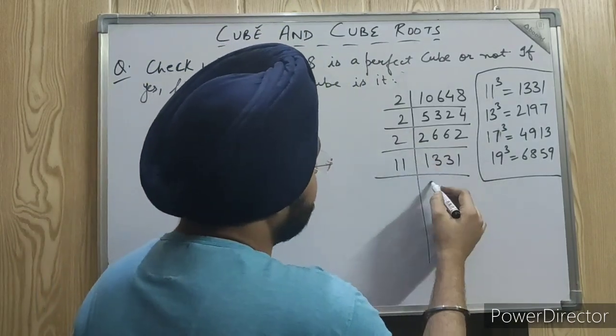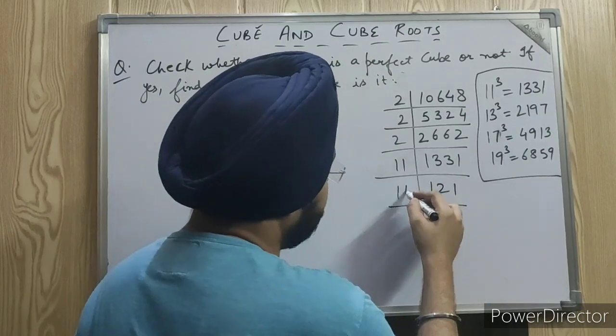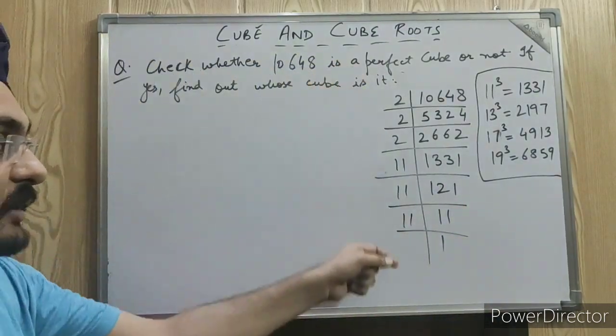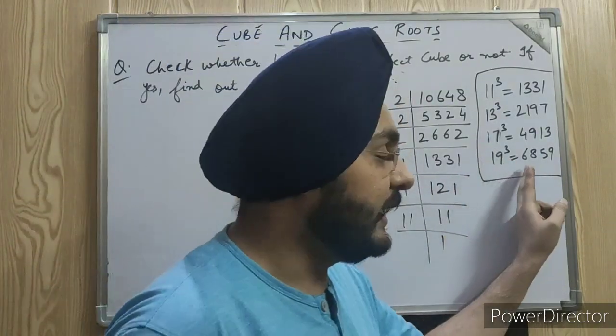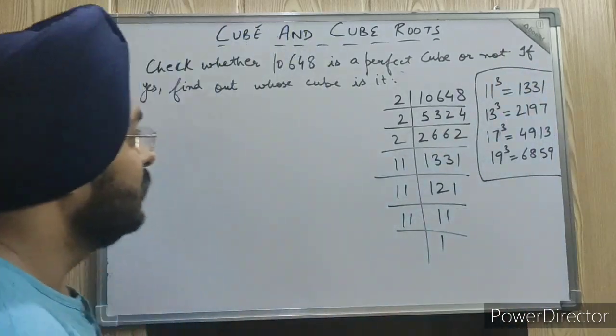So 11, 121. Here we'll be having the square of that 11, then 11 and 11, 1. So in this way we'll be having the prime factorization of these type of numbers. So please remind about the cubes of these numbers.